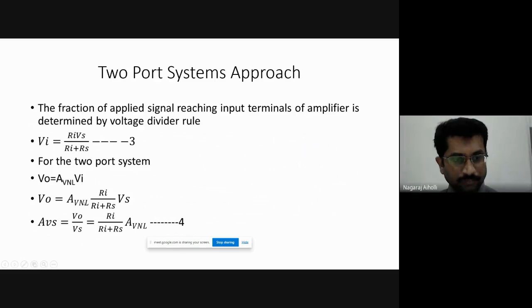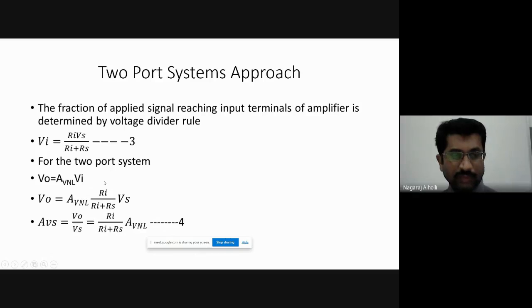Now here, before using this equation, we know that for the two-port system, we have considered only one stage. These derivations we have done for one stage. Now, if we want it for two stages, then this equation will be modified like this. Here, V naught will be AV total into VI. And this AVNL will become AV total because it's the total gain of the entire system.